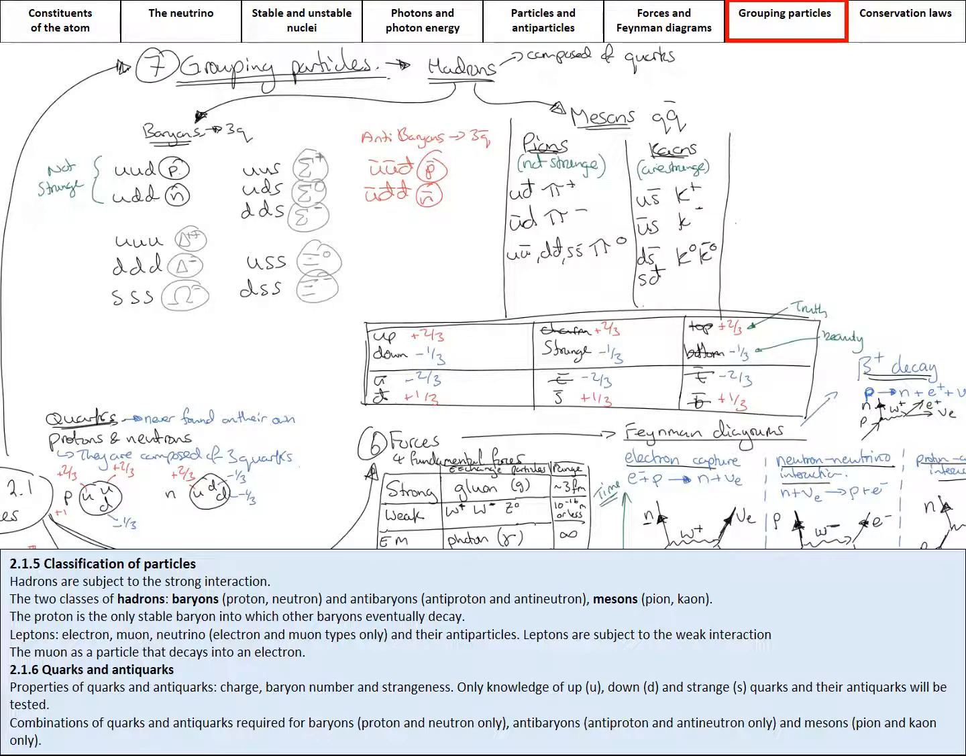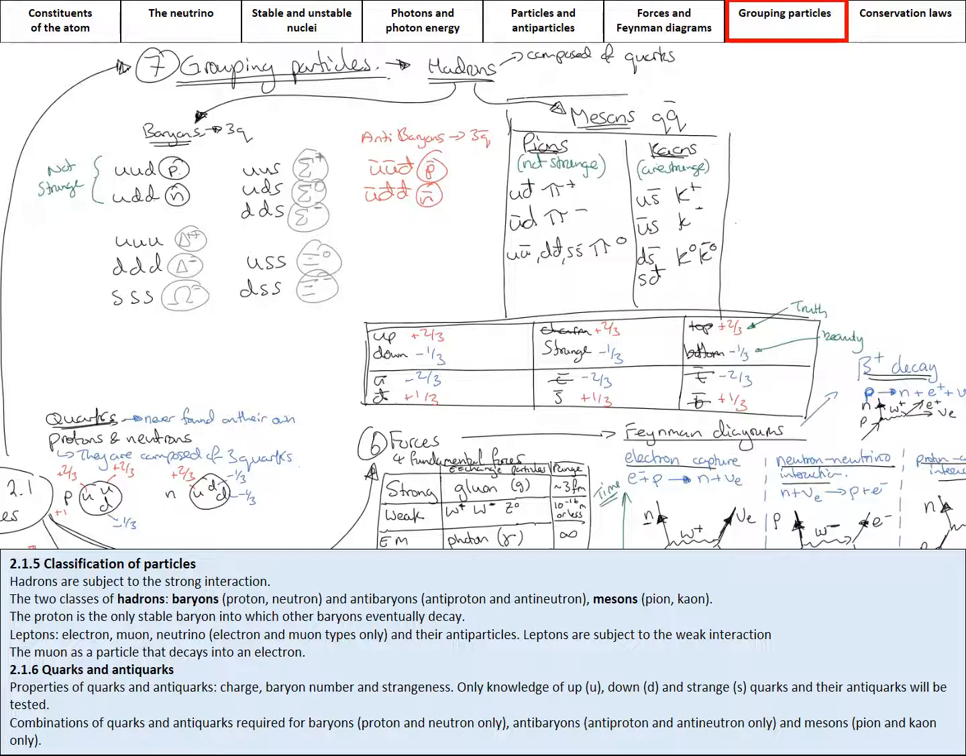And what it might say in the exam is a K0 has a strangeness of such and such, work out its quark combination. Then you'd know whether it was a strange quark or an anti-strange quark. So that's the particles composed of quarks.